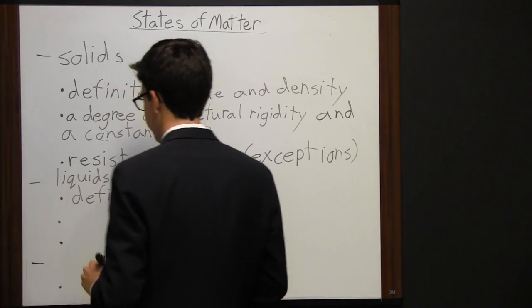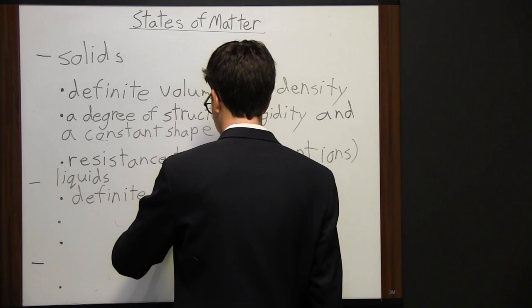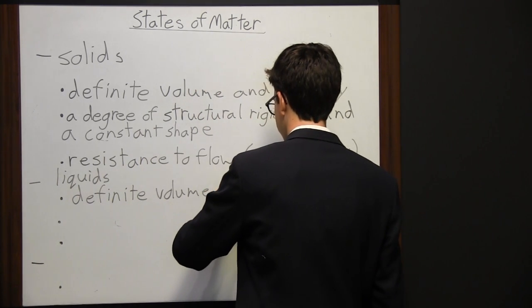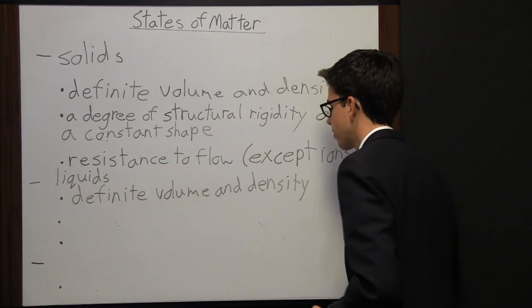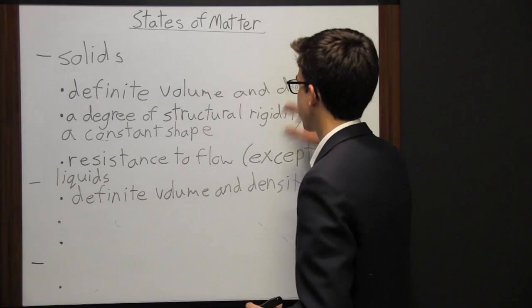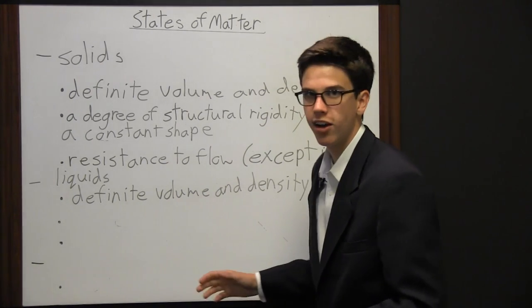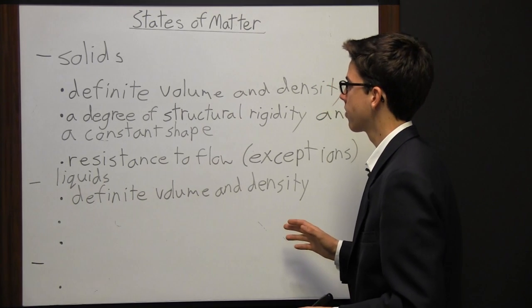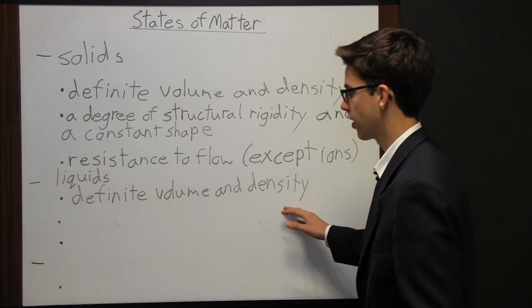And like solids, at a particular temperature and pressure, it has a definite volume and density. So the reason I say at a certain temperature and pressure is because at a different temperature and a different pressure, this whiteboard may have a little bit of a different volume and a little bit of a different density. But as long as it stays at the same temperature and pressure, then it's going to stay the same. The volume and density are going to stay the same. The same thing with a liquid.